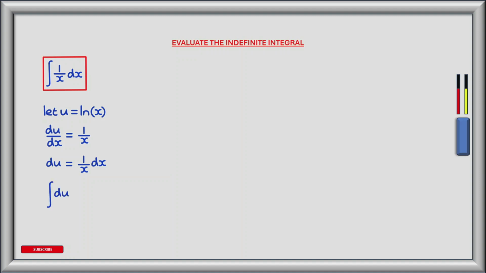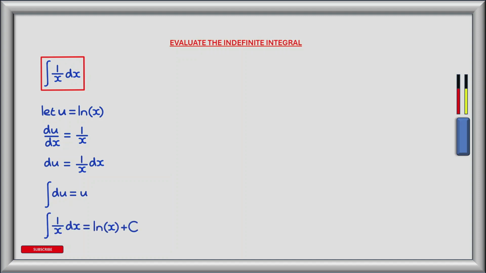So now if we make our substitution where 1 over x dx is equal to du, we have the integral of du. And if we use the power rule to evaluate this, it evaluates to u. So now substituting back in for u, we get the integral of 1 over x is equal to the natural log of x plus a constant of integration c.